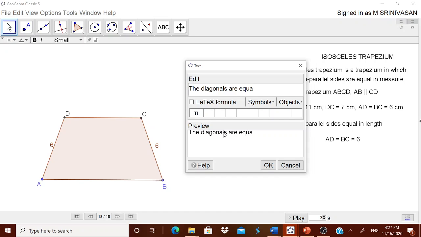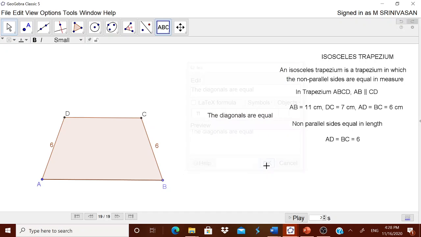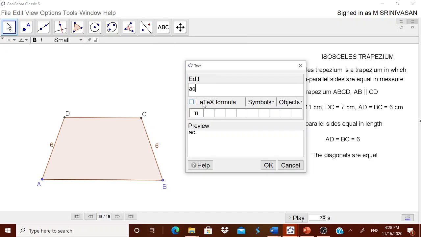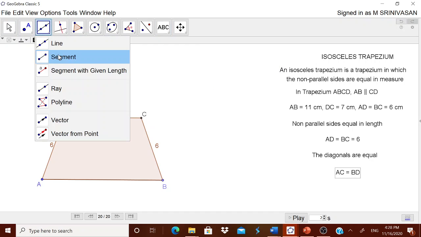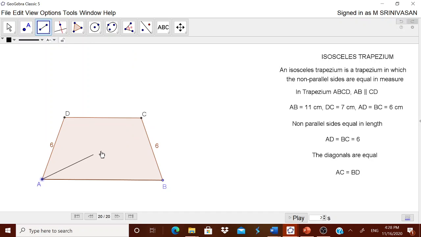Okay, let us check the diagonals. It is a special property of isosceles trapezium. Okay, what is the meaning of it? You have to tell that AC should be equal to BD. Well, let us see whether it is equal now. Okay, let us take this segment AC and then segment BD.